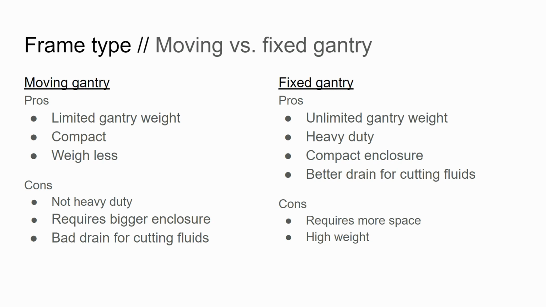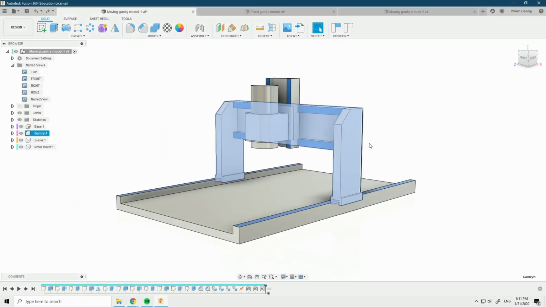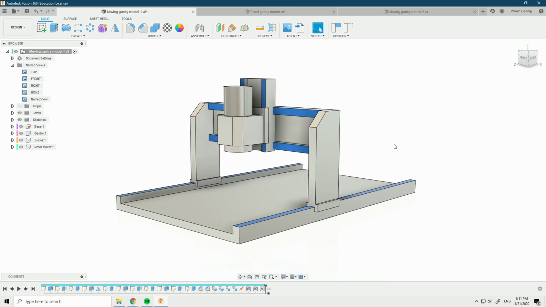In this video we will look at the pros and cons of different router types. They can be divided into two types, each with their own variation. If you don't know what the difference between a moving and a fixed gantry is, I'll show you that in Fusion. Here we can see a moving gantry. The whole gantry can move back and forth.